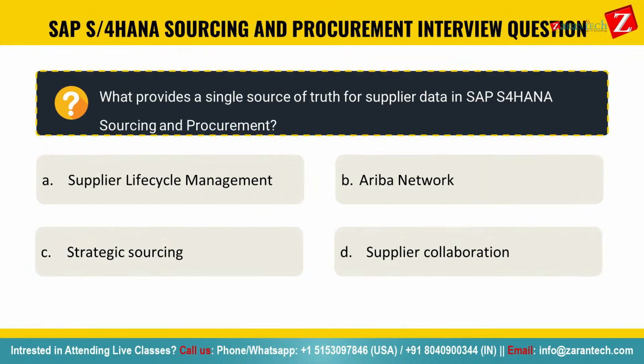All right, let's test your knowledge. And here is a question for you. What provides a single source of truth for supplier data in SAP S/4HANA Sourcing and Procurement? Option A, Supplier Lifecycle Management. Option B, Ariba Network. Option C, Strategic Sourcing. Option D, Supplier Collaboration. Take a moment to think, and when you're ready, choose the correct option.